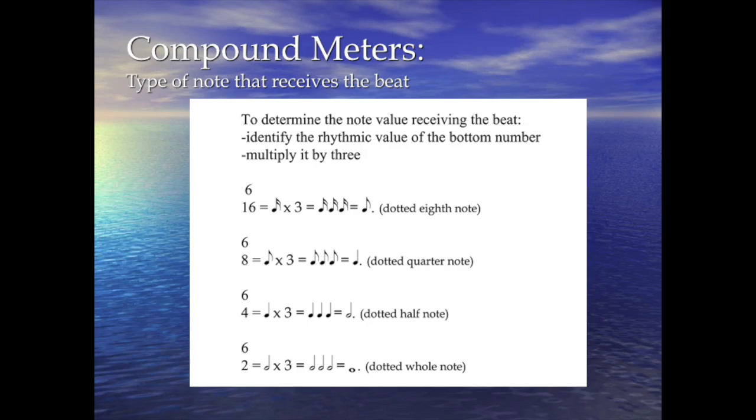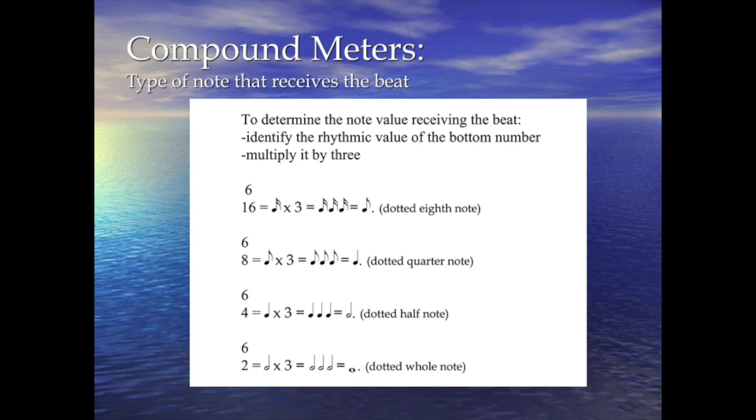You can have 2 as the bottom number, which means that the half note is the subdivision and the beat would actually be a dotted whole note. Very rare, sometimes associated with early music, Renaissance transcriptions and so forth.